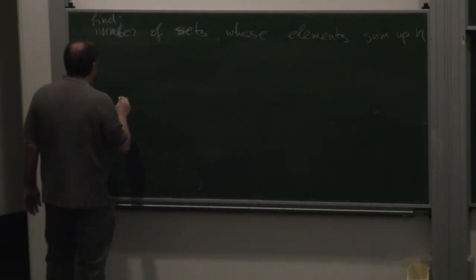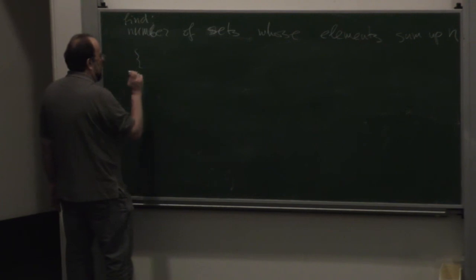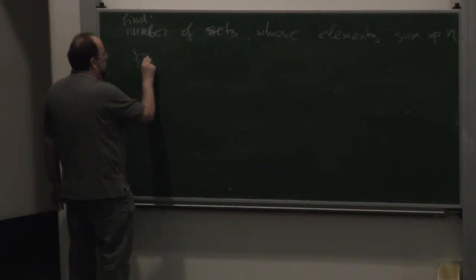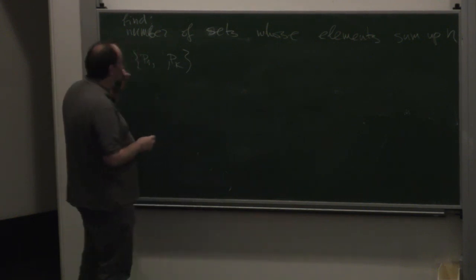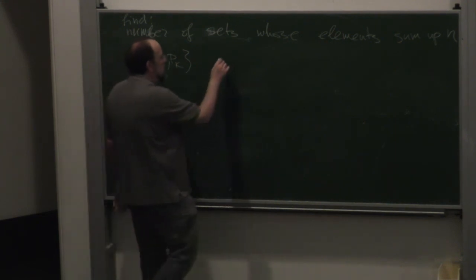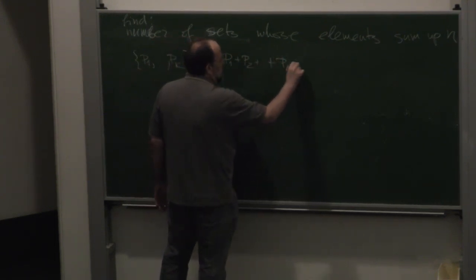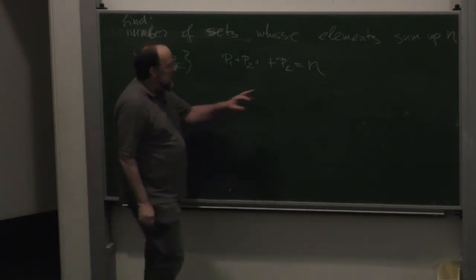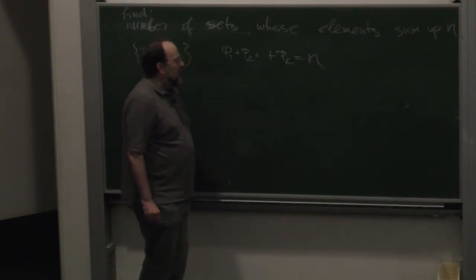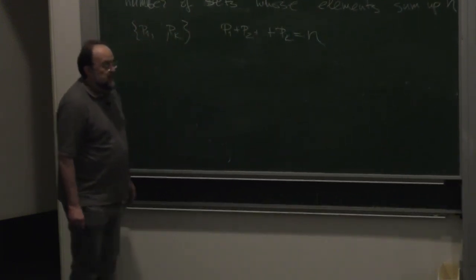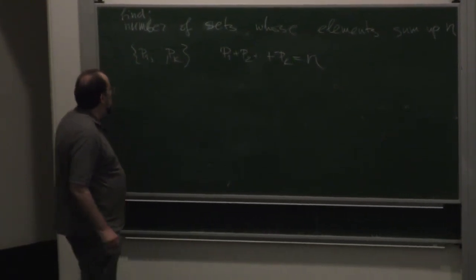So essentially what you want to do is find the number of sets, say P1 up to PK, right? Actually I should call them multi-sets, because some of these can be equal. So that P1 plus P2 plus up to PK is equal to N. So in how many ways can you split N into chunks that total N? It's a pretty tricky one, how to count them. But the idea is to use relaxation and dynamic programming.